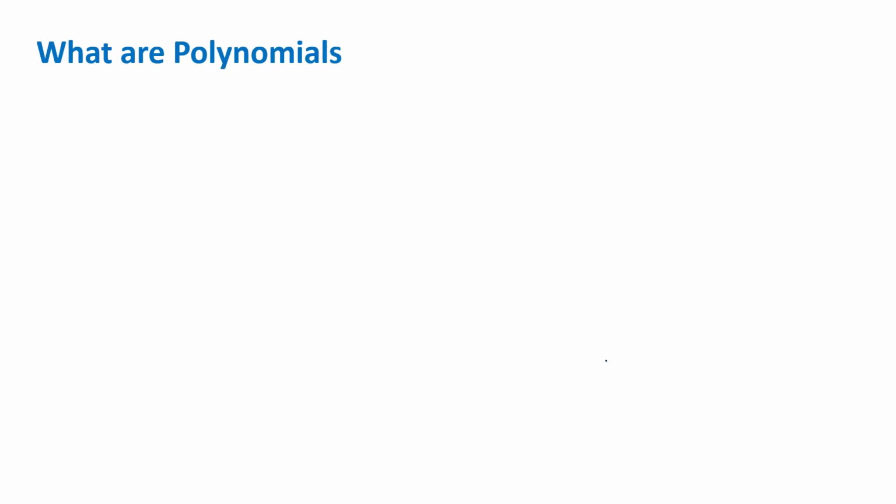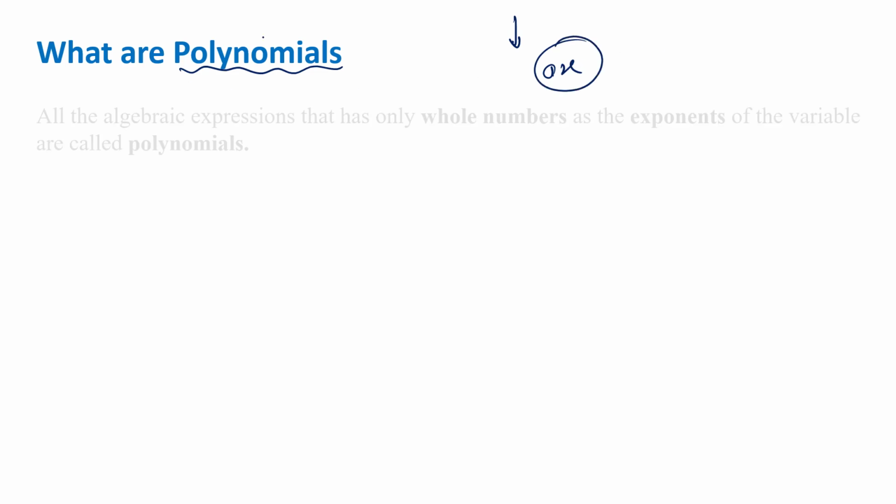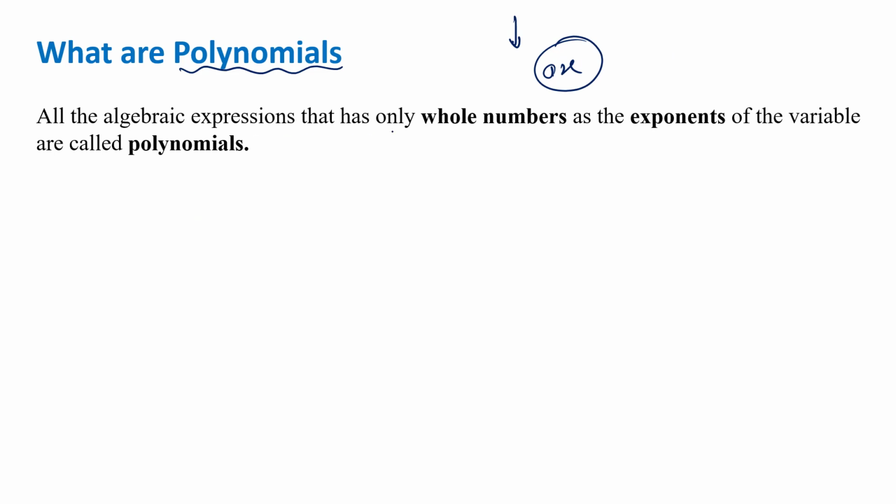Now let's talk about what polynomials are. We know what algebraic expressions are. Any expression in the form of a constant multiplied by a variable, for example a into x, or ax, is an algebraic expression. Now, what are polynomials? All the algebraic expressions that have only whole numbers as the exponents of the variable are called polynomials. Which means the power of the variable should be a whole number, then it is called a polynomial.